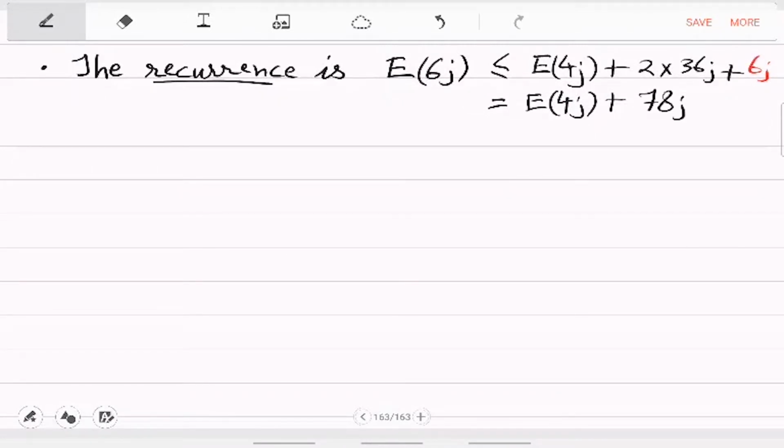Now, in this recurrence 6J is basically being reduced by 2/3 to 4J. So, the number of times you will make recursive calls, the depth of the recursion tree, is around log j, but more importantly since 78J is being added each time, it is j plus j by 2 plus j by 4, kind of a geometric progression. So, what you get is linear in j. So, the number of edges overall is only linear in j.